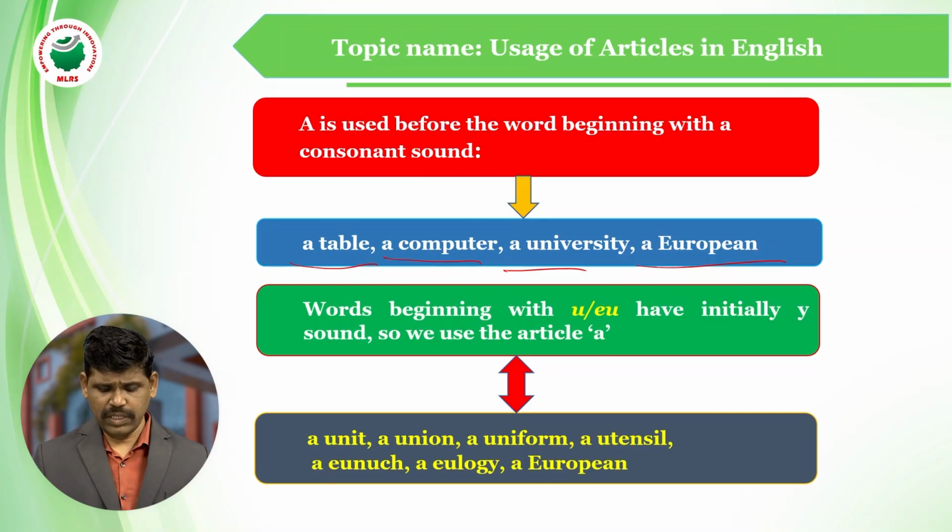Here I am giving you an important note: words beginning with U or EU have an initial Y sound, so we use the article a. Here are some examples: a unit, a union, a uniform, a utensil, a eunuch, a eulogy, a European. So these are the examples.